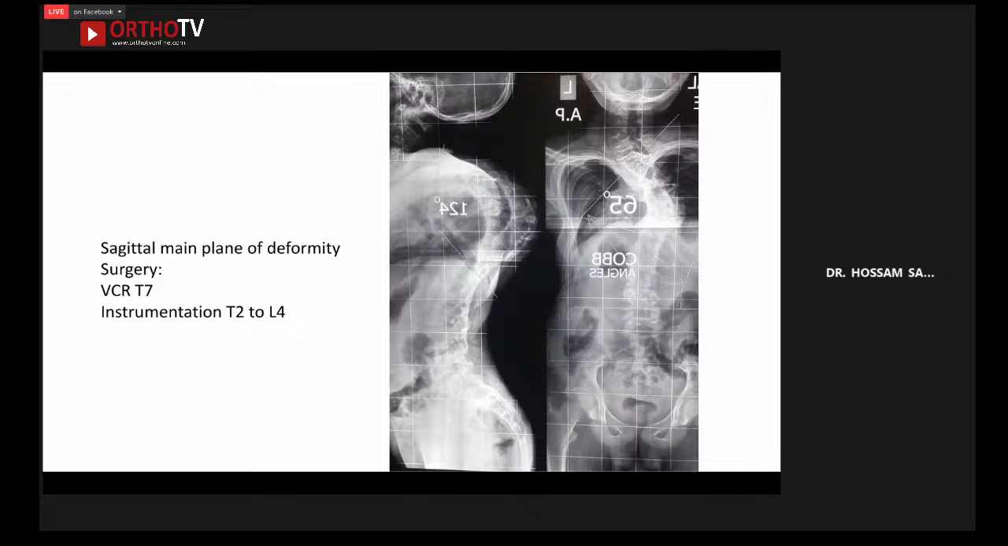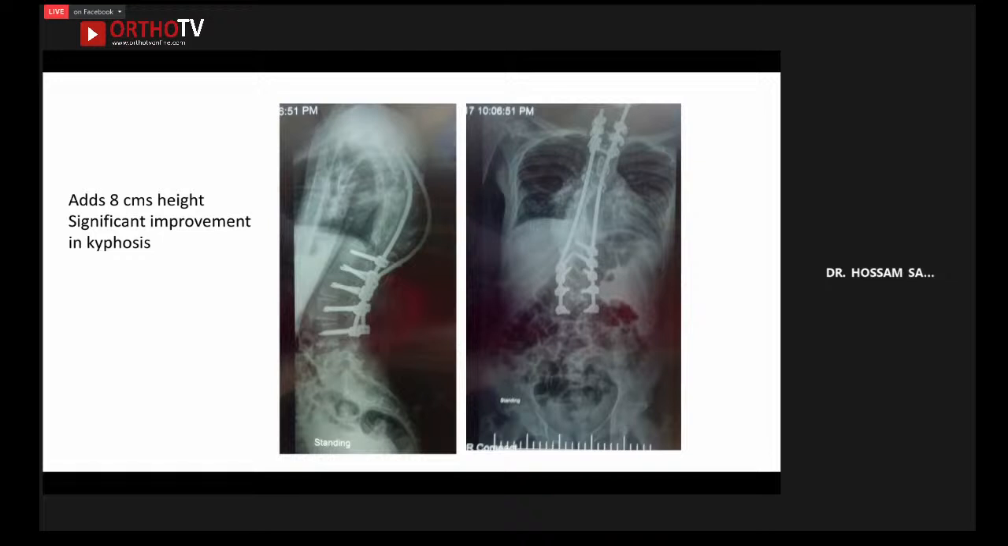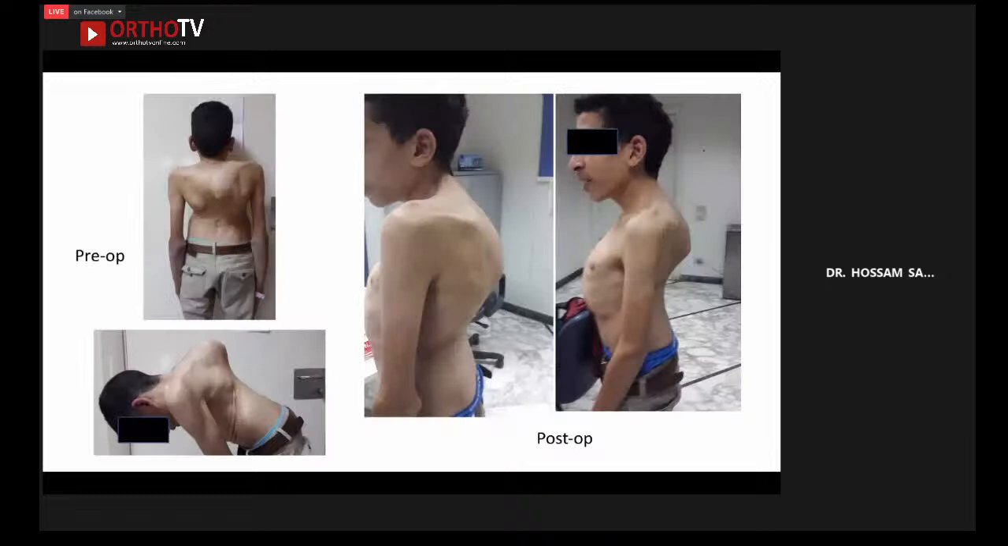And the plan was to do a VCR T7 with instrumentation from T2 to L4. This is post-operative x-rays. Proximal distal anchors using some wires as well and using the VCR T7. And this is how he looked on the right side compared to the pre-op appearance, a significant improvement in the appearance with a good outcome of the surgery.